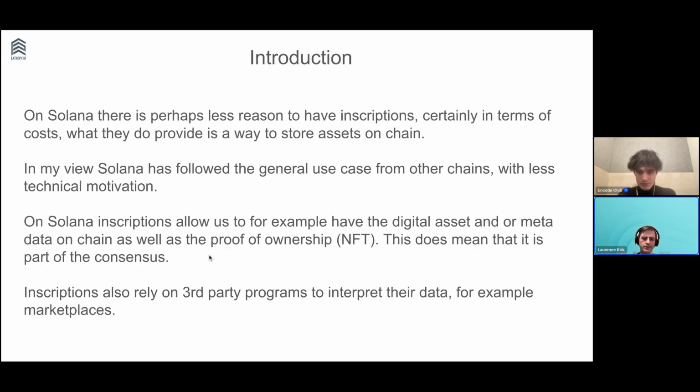All right, so let's think more about Solana. On Solana, I think there is perhaps less reason or less technological need for something like this, because there is already a good pattern for storing digital assets, by storing them off chain. But what we can do with Inscriptions is to provide some of that at least on chain. But I think part of the motivation behind this really has just been to follow the trend and the general excitement about Inscriptions that we've seen on other chains, and people wanted to get this done on Solana as well.